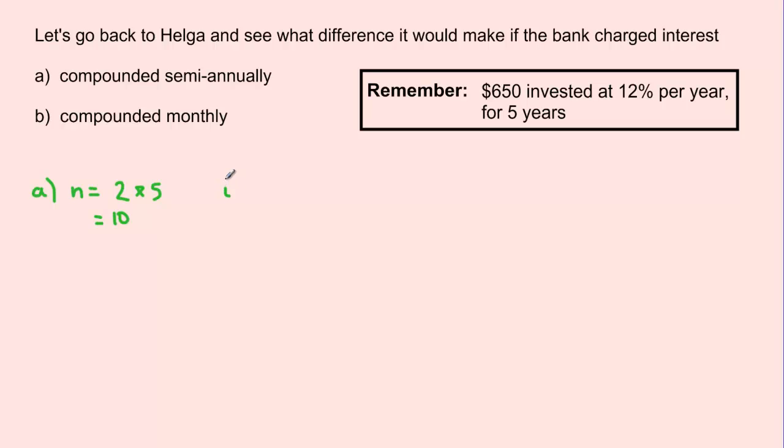The interest rate, remember, is 12% per year, but because we're compounding twice a year, we need to split that 12% evenly over the compounding periods. So that 12% per year will have to be divided into 2, because we're doing it twice a year. So the interest rate we're going to use in our formula is 6%. Remember, we'll write that as 0.06.